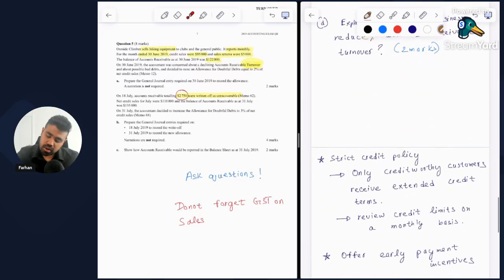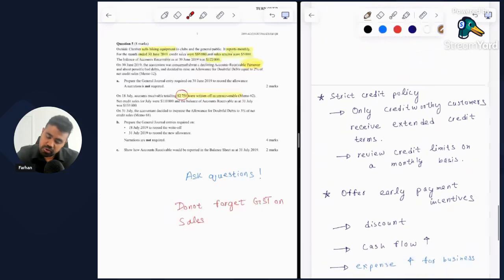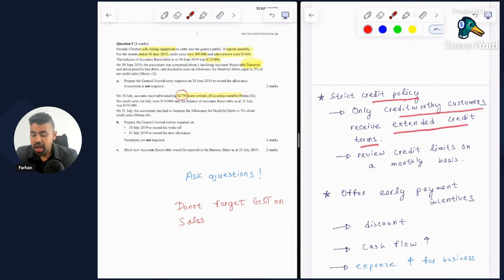So here I've got a couple of points. Starting with the first one, which is to have a strict credit policy or a strict assessment of a customer's credit. Only credit-worthy customers should receive extended credit terms. You want to make sure that the customer is not broke, has got money, and the customer's business is doing well. When you want to extend credit and build relationships with these customers, you first want to verify that they're doing well, so that you can know for sure that they can pay back within the time limit that you're giving them.